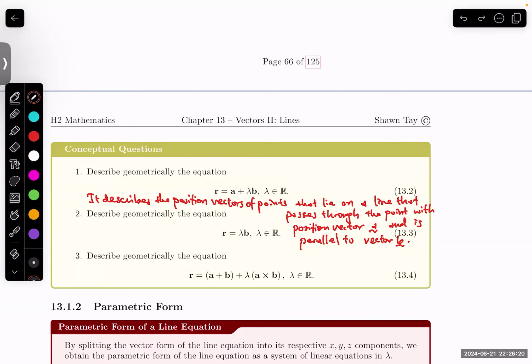this is good. Okay. A less strict answer would just be, it describes the line that contains the point with position vector A and parallel to vector B. That's the bare minimum. If you want to talk about the line, then you should say it like that. The line that contains, the line, okay, so I really cannot. And you need to talk about the points, okay? You need to talk about position vectors of points.